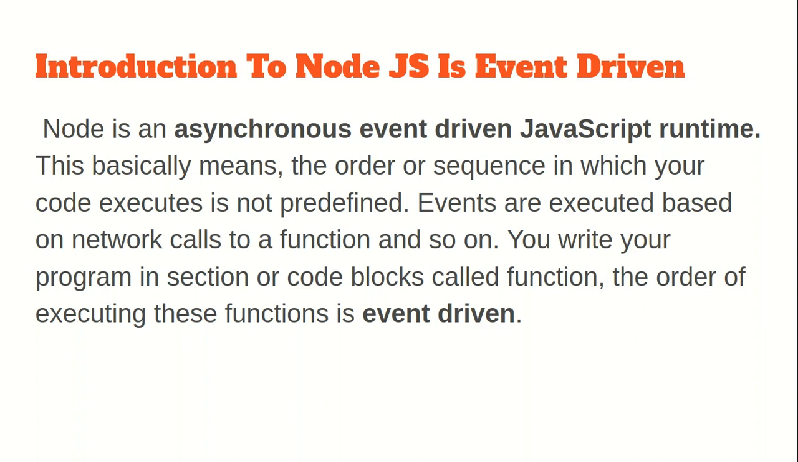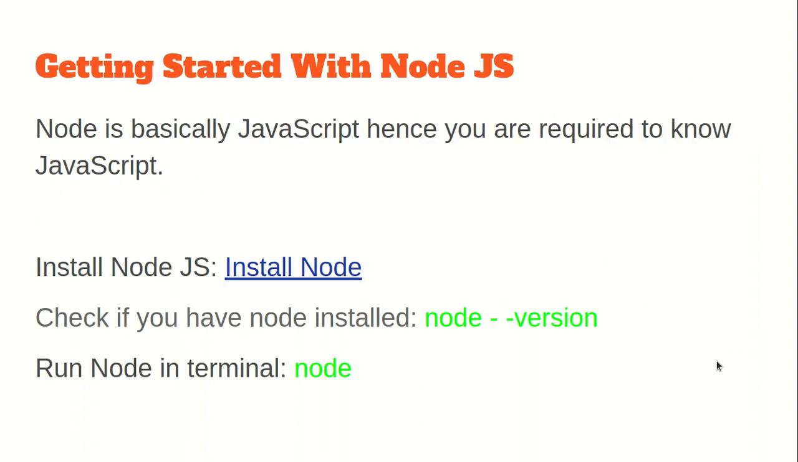Okay, so asynchronous programming means that there's no predefined order of functions, meaning that a function is run based on a certain event, and that's what is meant by JavaScript being event driven. So I hope you guys get that point.